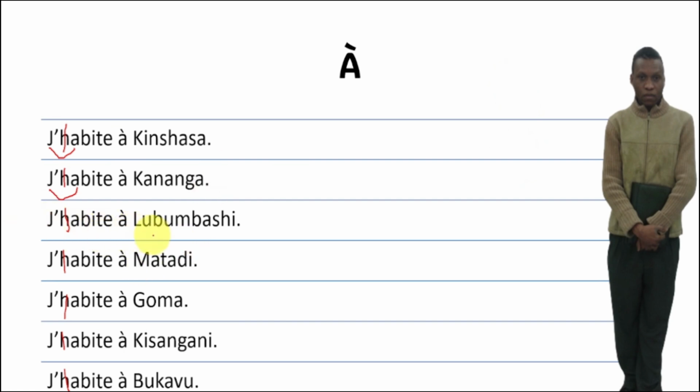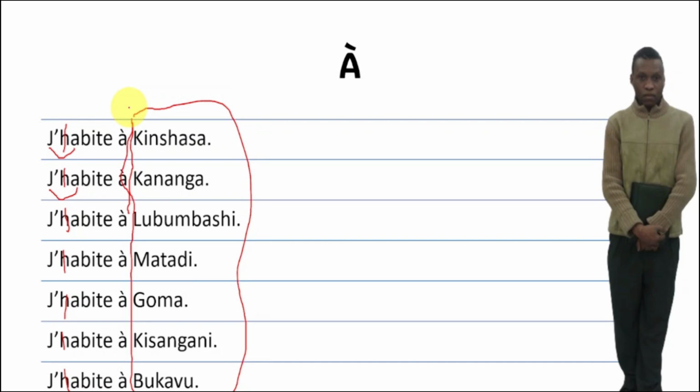J'habite à Lubumbashi. J'habite à Matadi. J'habite à Goma. J'habite à Isangani. J'habite à Bukavu, because these ones are the city. That's why I put à behind them. I'm not saying j'habite au Kinshasa. No. J'habite à Kinshasa because Kinshasa is a city.